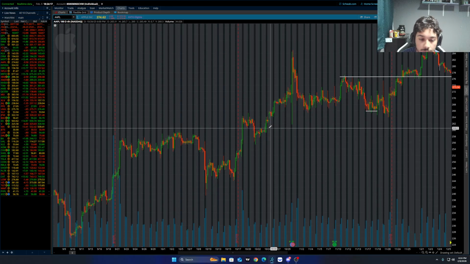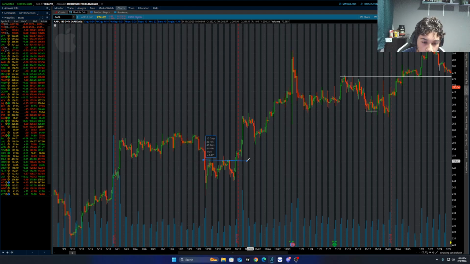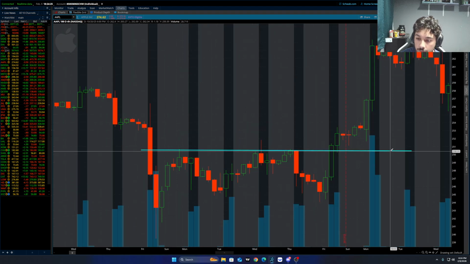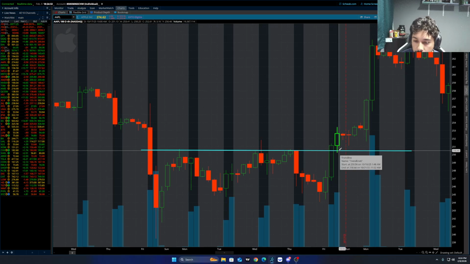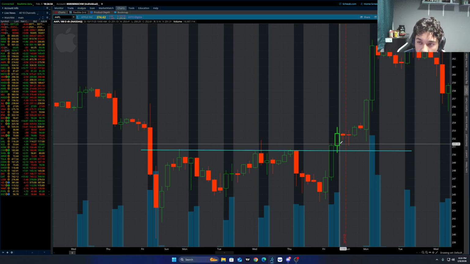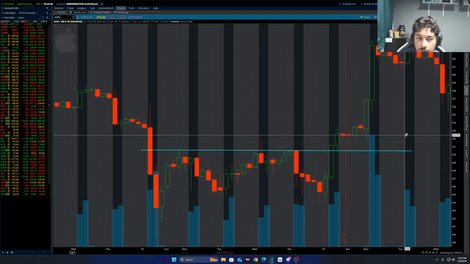Example: resistance level turns support. You got resistance right here. It turns support when it hit it during pre-market or during the last 4 hours intraday. Let's take a look at this closer. Obviously, they're not perfect, but right here, this is what I was talking about. We see intraday the last 4 hours it touched this right here, shot back up, and ended up rallying the next day.